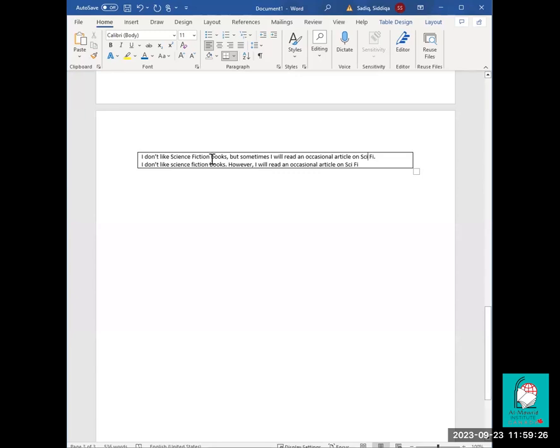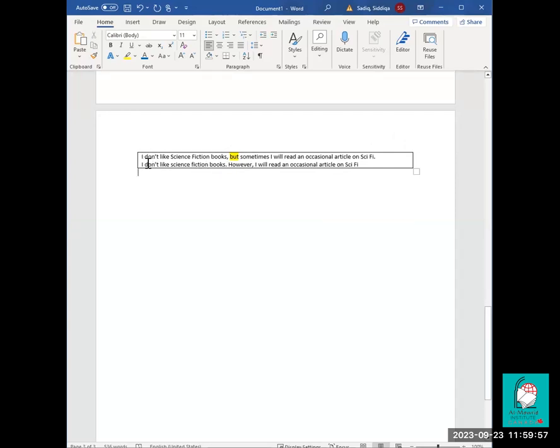I don't like science fiction books, but sometimes I will read an occasional article on sci-fi. You see over here, but is not starting the sentence. It's not followed by a comma. This is the correct use of but. If I'm speaking, the way I pause will determine it. After but, I'm not pausing, right? I'm pausing after science fiction books, but sometimes I will read an occasional article.